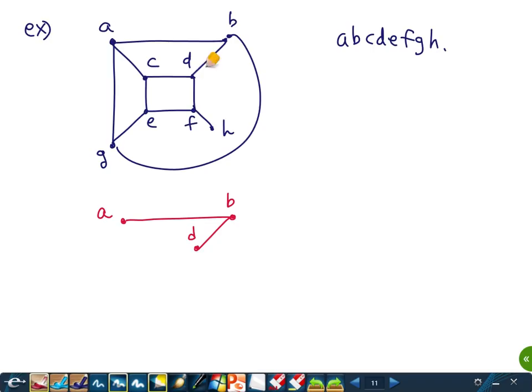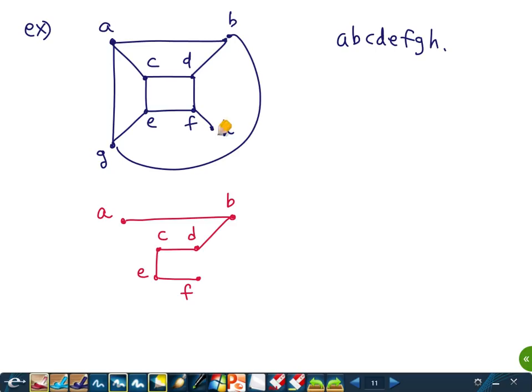And then continue from D. So we can go to either C or F, but C comes earlier than F, so go to C. And from C, we can go to either A or E, but A has been visited, so we have no choice but to go to E. E, like that, right? Now what? We can go to either F or G. Which one comes first? F. Now, D has already been visited, so we go to F, then H.